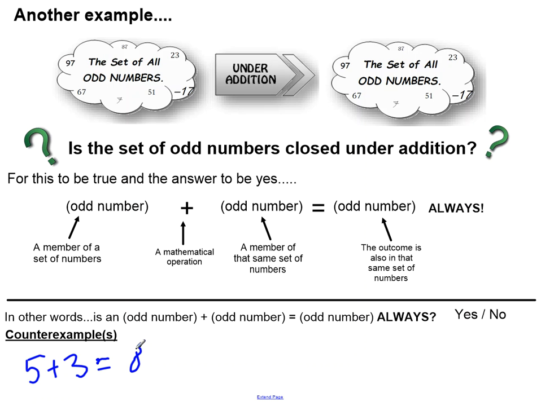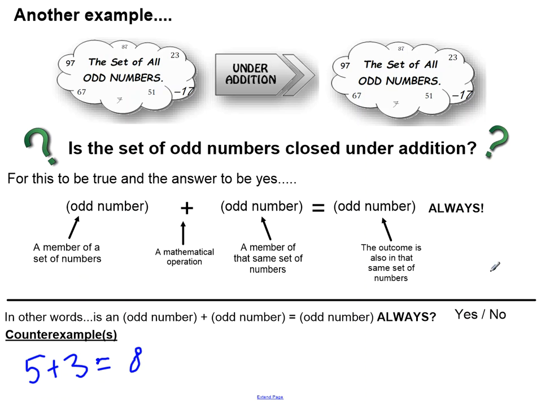8. Oh, well, that's not an example. This is an odd plus an odd is equal to an even number. Well, that's not going to work. That is a counterexample. And you only need one. You just need one. Because you're trying to say, is an odd plus an odd always odd? No, in fact, an odd plus an odd is actually always an even.